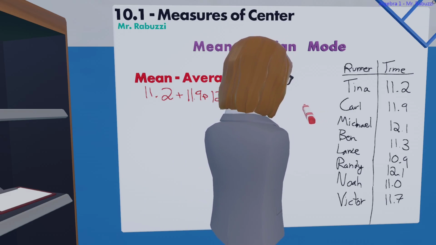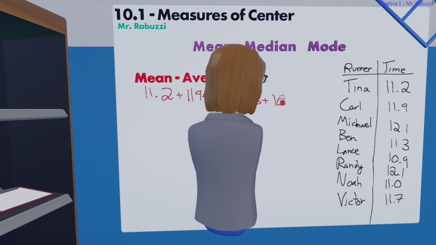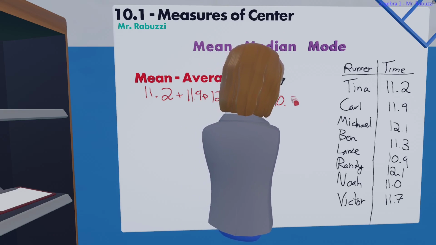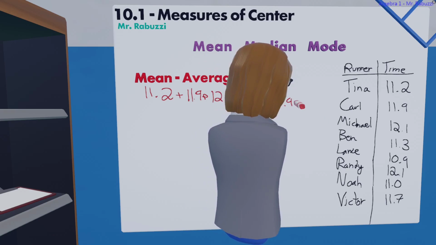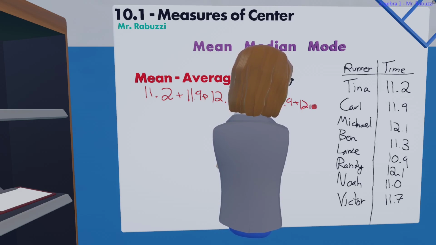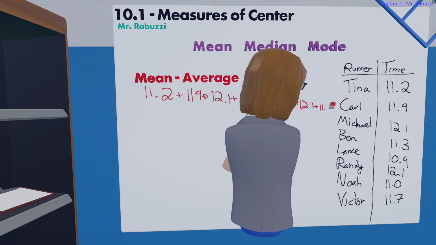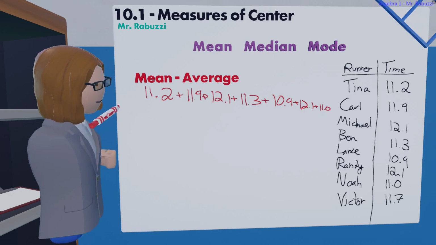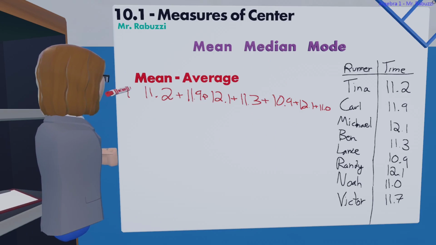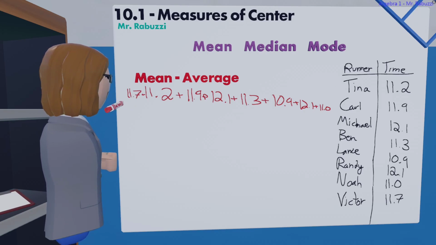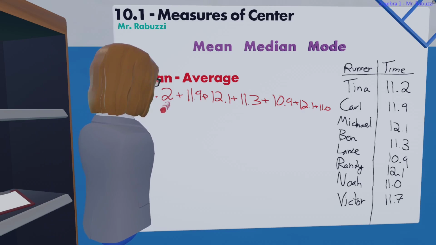And don't torture yourself. Just use a calculator for this part. You don't need to add up 8 decimal numbers for no reason. 10.9 plus, well, unless you think it's fun. Sometimes it is. Plus 11.0. I'm going to put the other one in front because I ran out of space. And 11.7. Okay, I'm going to add them all up.